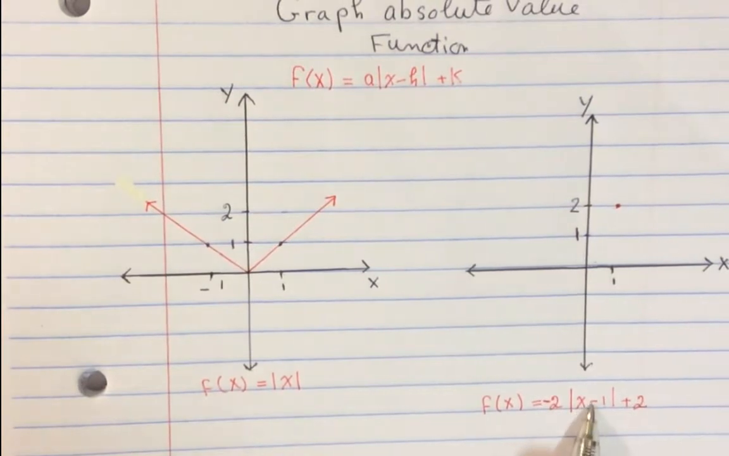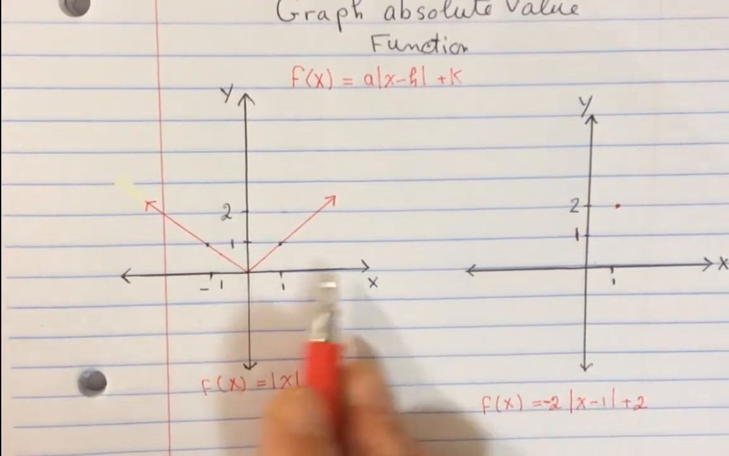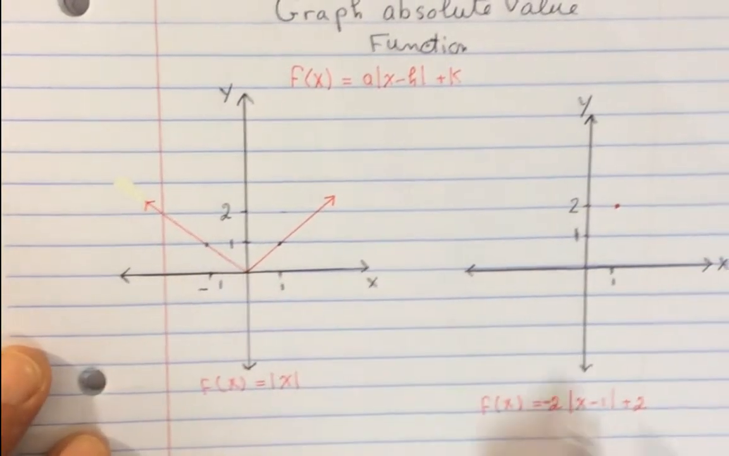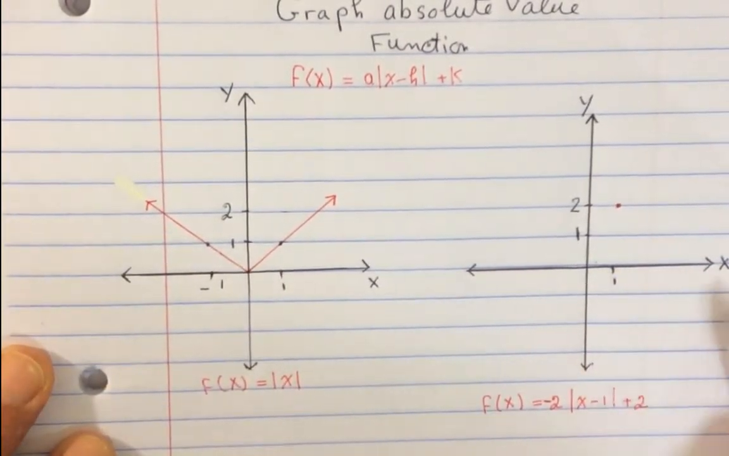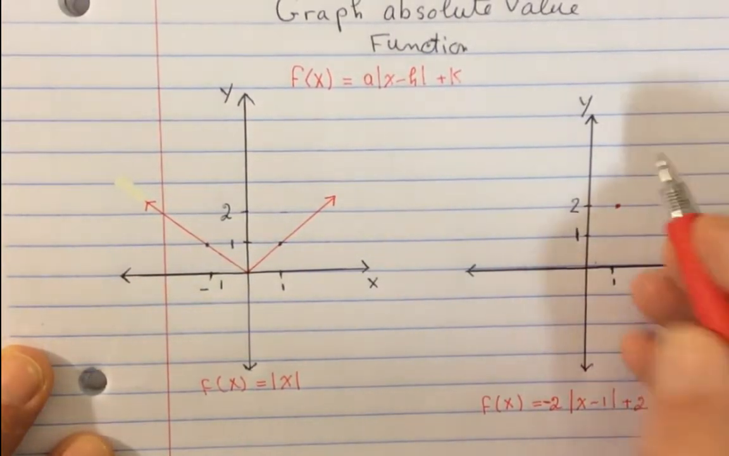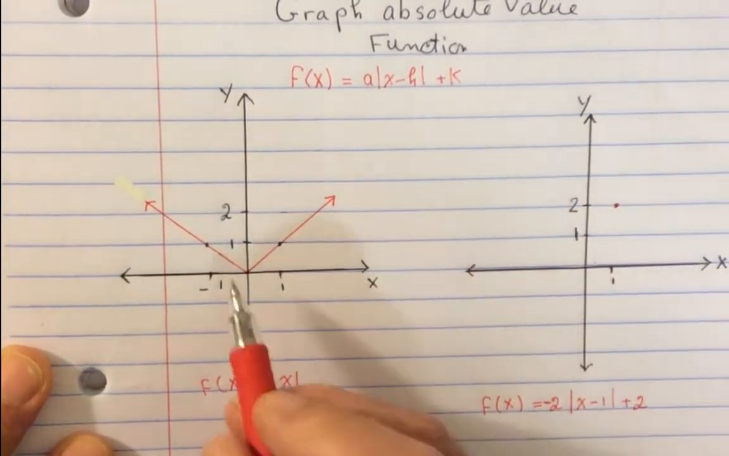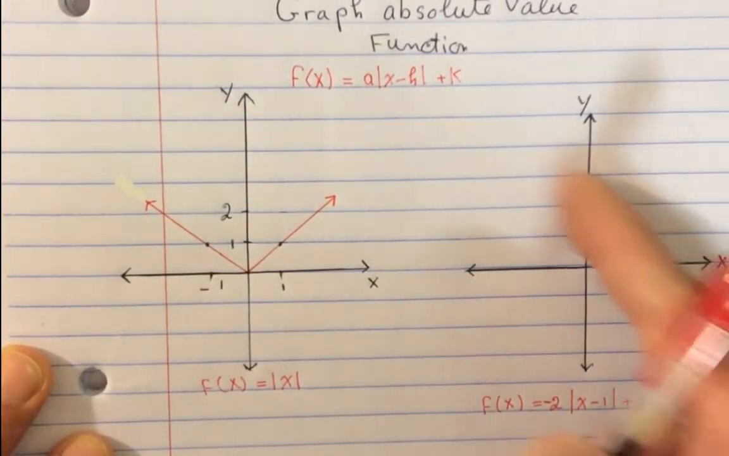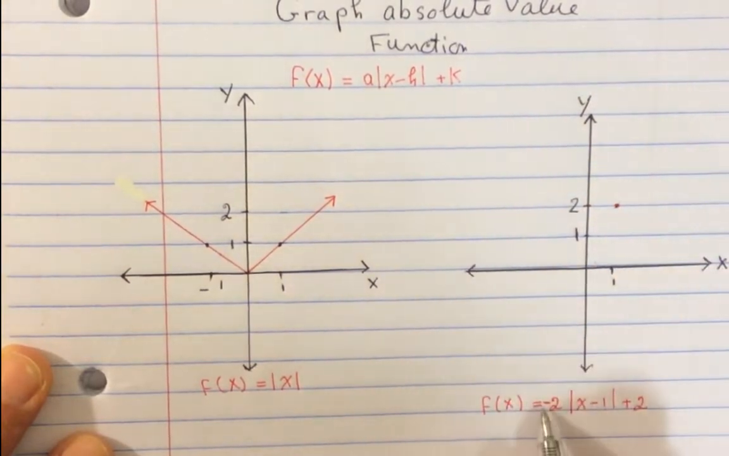It's always opposite to this. When this is negative, it moves to the right. If we are adding 1, it moves to the left. So this vertex is going to move 1 to the right. Then when we add 2, that's going to be up 2: 1, 2. So that's the new vertex. Instead of being at the origin, it's going to be here. And remember, it's not going to open up, it's going to open down because of this negative.